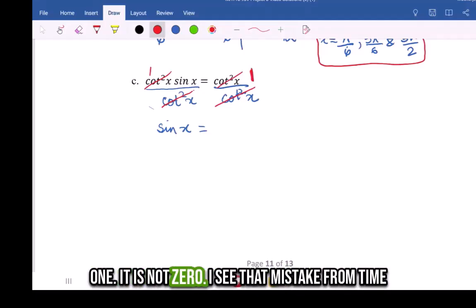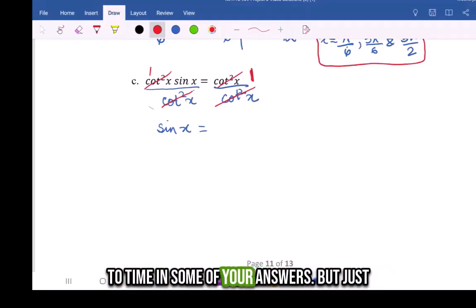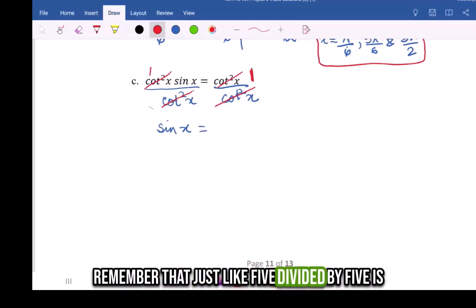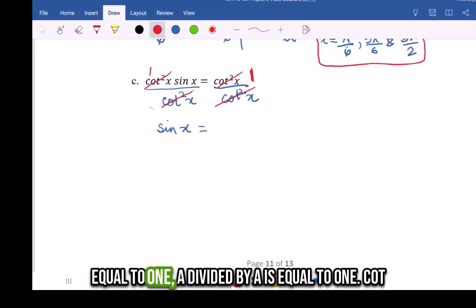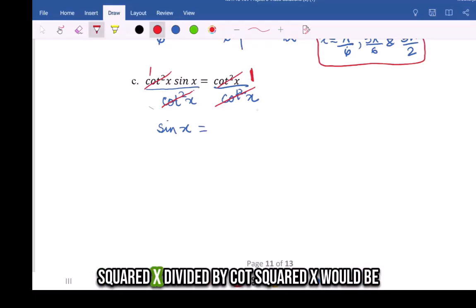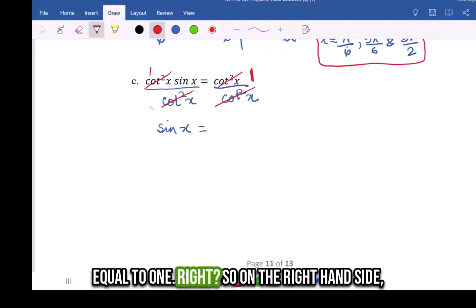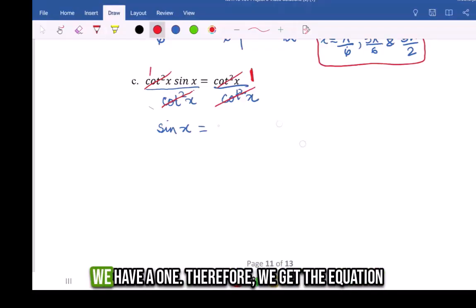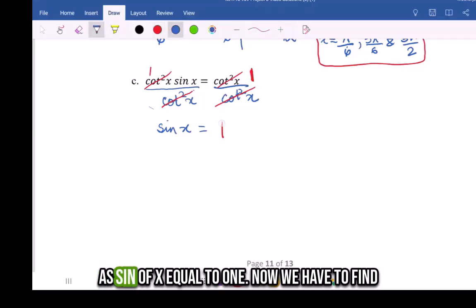So cot squared x divided by cot squared x equals 1. It is not 0. I see that mistake from time to time in some of your answers. But just remember that just like 5 divided by 5 is equal to 1, a divided by a is equal to 1. Cot squared x divided by cot squared x would be equal to 1, right? So on the right hand side we have a 1. Therefore, we get the equation as sine of x equal to 1.